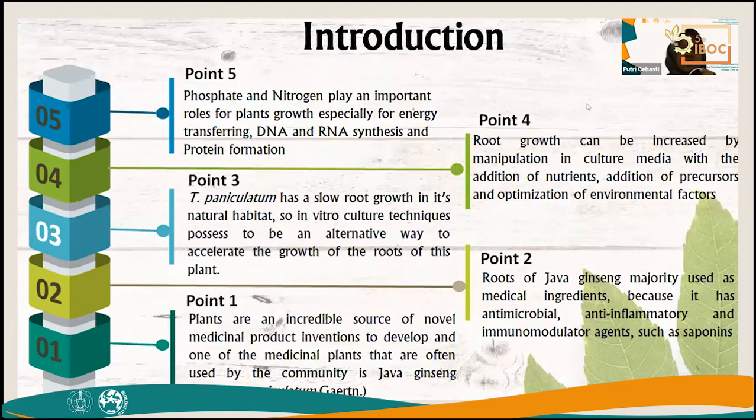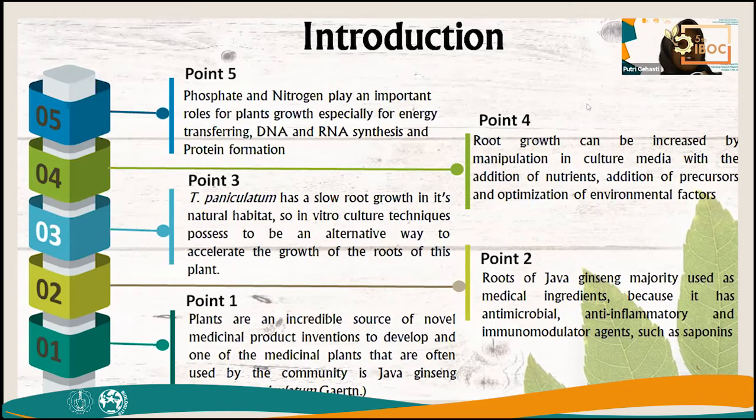The first one is introduction. As we know, plants are an incredible source of novel medicinal products, and one of the medicinal plants often used by the community is Java ginseng, or Talinum paniculatum. Roots of Java ginseng are mostly used as medicinal ingredients because Java ginseng has potential as antimicrobial, anti-inflammatory, and immunomodulator agents, such as saponins. Talinum paniculatum has slow root growth in its natural habitat, since it takes 2 to 3 years to produce 100 grams of roots per plant.